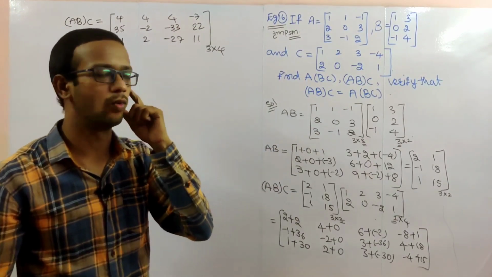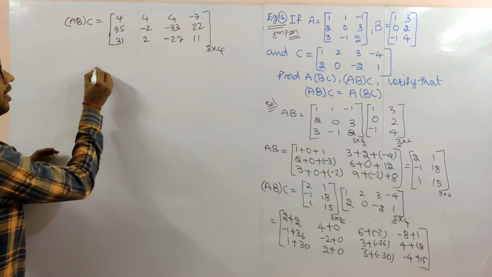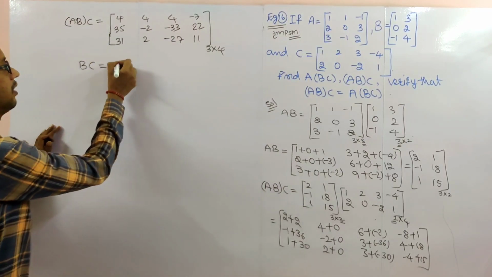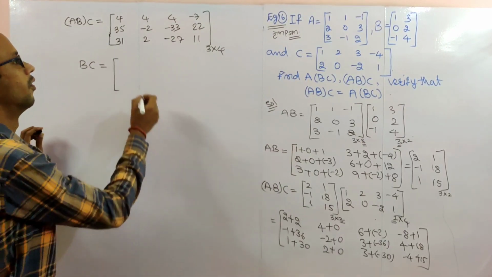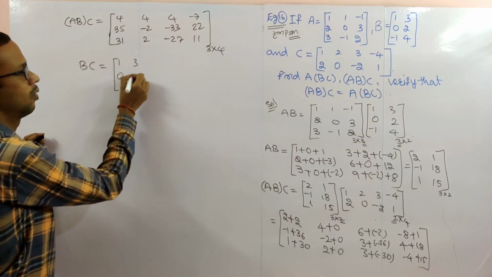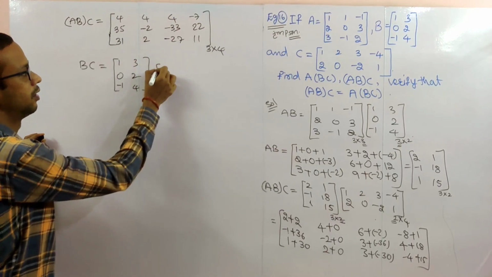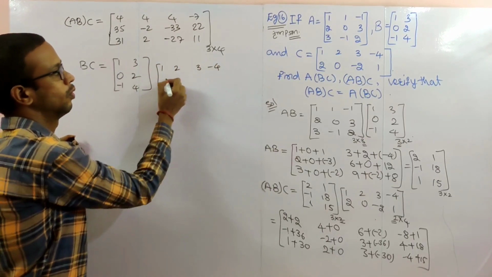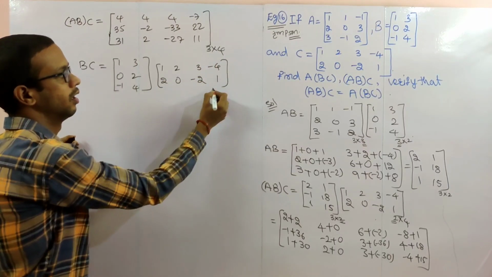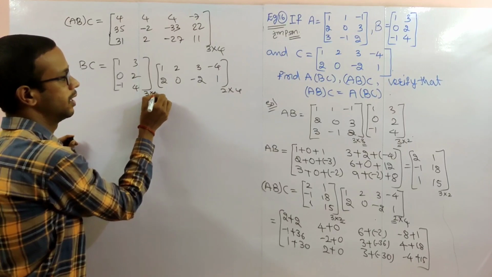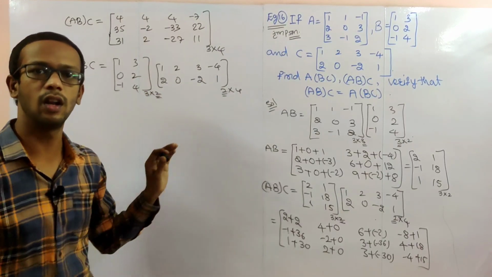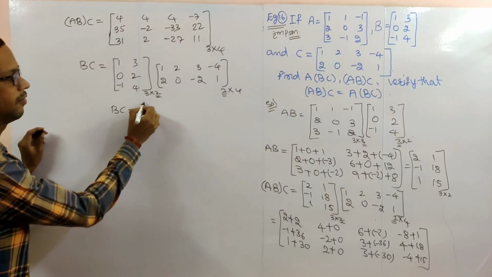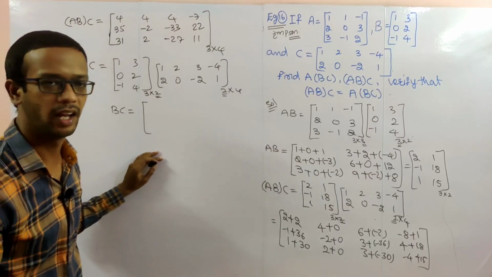Next, BC. First we have to find the BC matrix. So what is the B matrix here? 3 by 2 matrix is there: 1 3, 0 2, minus 1 4, into C matrix. What is the C matrix here? 1 2 3 minus 4, 2 0 minus 2 1. 2 by 4 matrix here. This is 3 by 2. So the number of columns is equal to the number of rows, so multiplication exists. BC we have to make the same way.